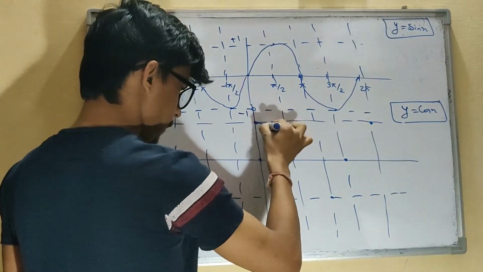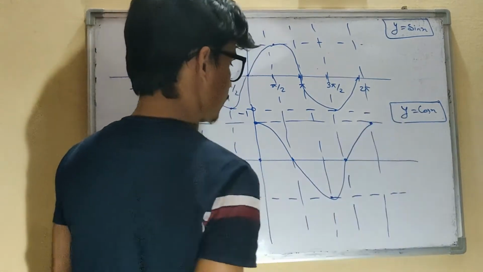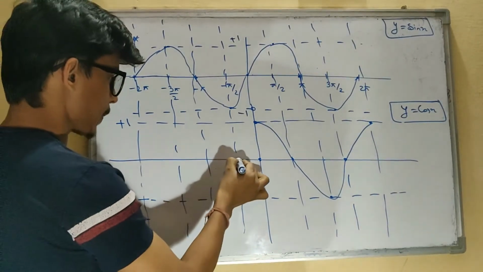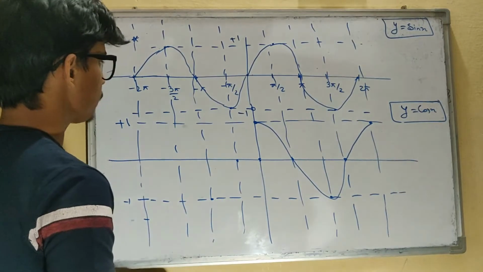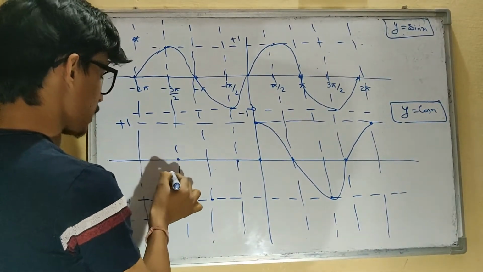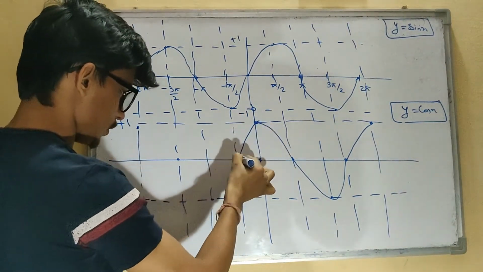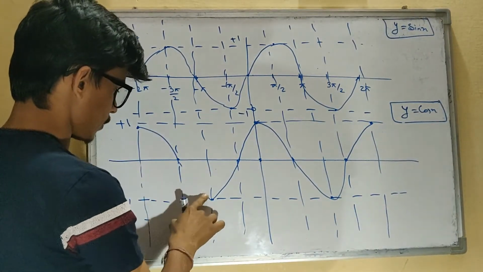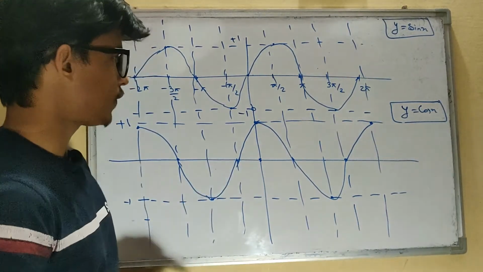So the graph is like this, and this. Okay, and from that side, cos minus pi by 2 is 0 again. Cos minus pi is -1, and cos minus 3 pi by 2 is going to be 0 again, and at cos minus 2 pi it is 1, right? So the graph is like this, and this, something like this. Okay, so this is how you can draw the graph of cos x as well.